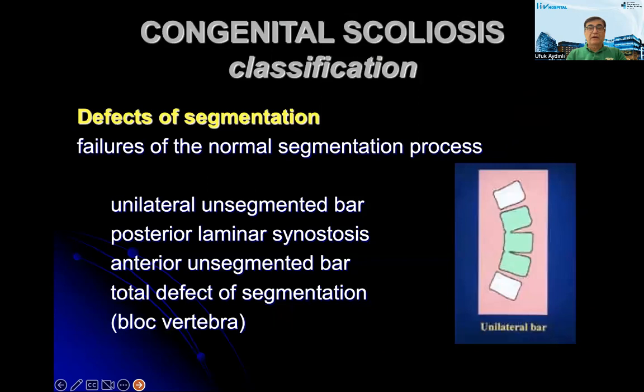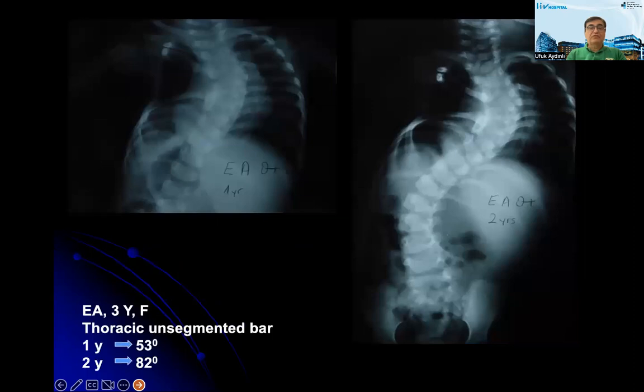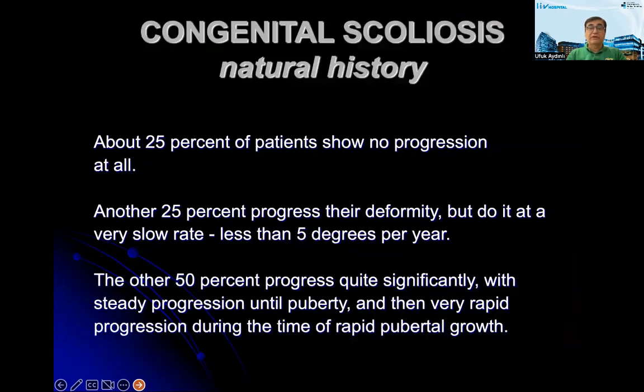The other type is the defects of segmentation, usually seen as a unilateral unsegmented bar, posterior laminar synostosis, anterior unsegmented bar, and total defect of segmentation, which we call a block vertebra. Here you will see a thoracic unsegmented bar, and you can see on the X-rays how they behave. In a short period of time, within 1 year, it progressed from 53 degrees to 82 degrees.